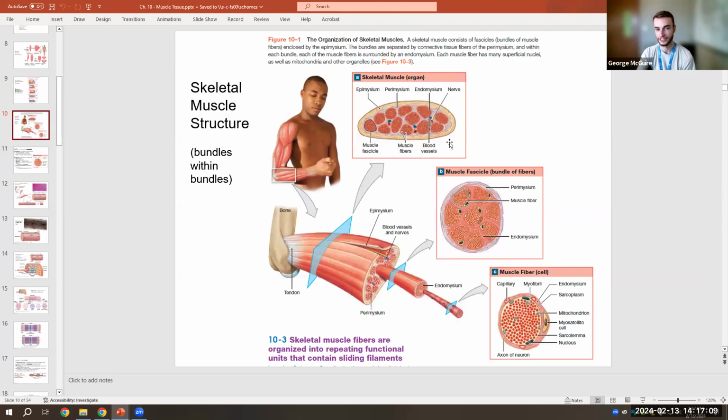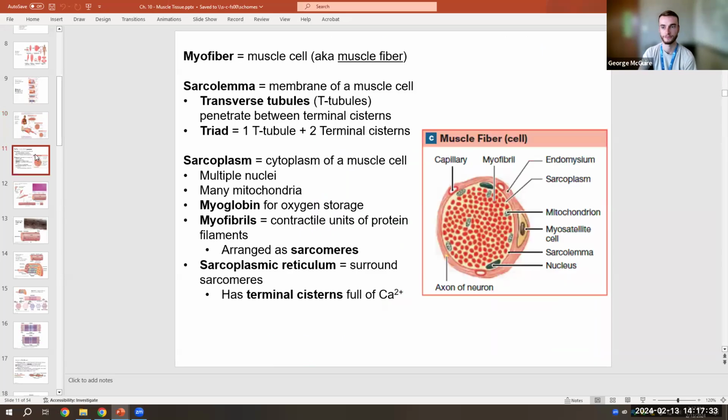This is talking about the same stuff with a slightly different figure or a slightly different view. Right? So you can see that epimysium around the outer portion of the entire organ, the perimysium penetrating in between, surrounding each of our fascicles, and then we have endomysium surrounding one individual cell within there. Yeah, I believe that's all I wanted to talk about here.